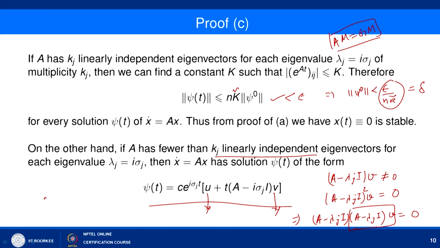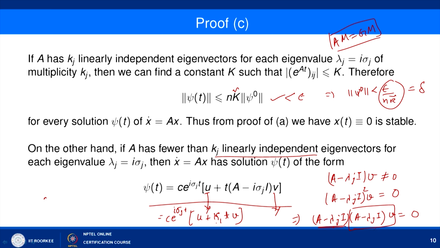So, we already know that it has only one linearly independent eigenvector. It means that (A minus lambda j I) v is a multiple of the eigenvector u. So I can write this as c e to the power i sigma j t u plus some constant times, let me use some other constant, let us say k1 t u, and that is all.